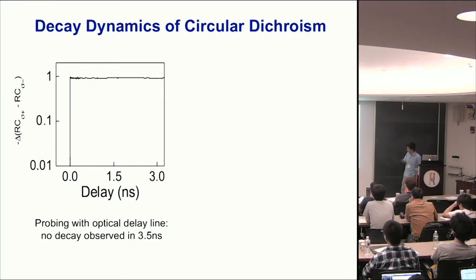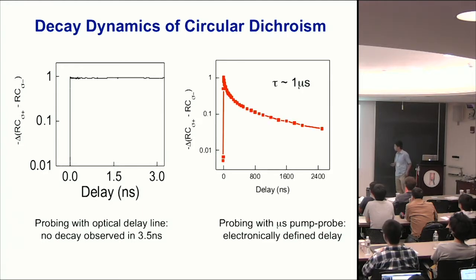And in order to do a longer scan, we actually use an electrical delay line. So basically, we use electrically controlled optical pulses. Then we can separate the delay arbitrarily. So what you can see, actually, the decay, now the lifetime is much, much longer than a few picoseconds. It's actually at the microsecond time scale. And this is the overall decrease of the circular dichroism signal.